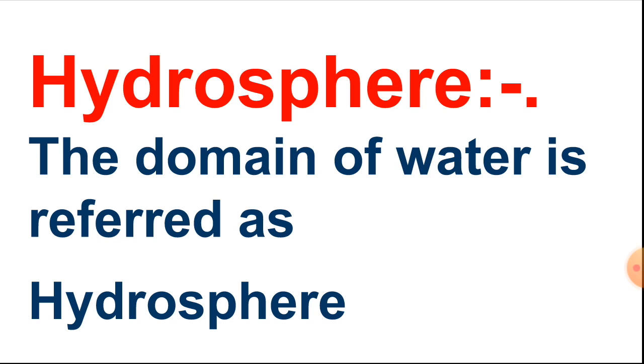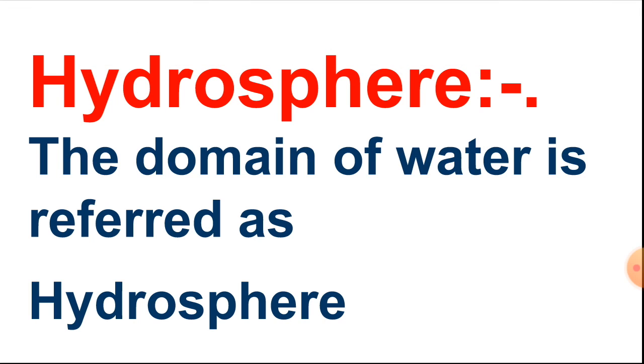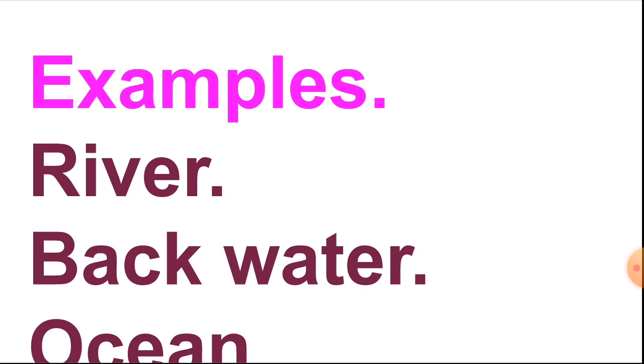The next one, hydrosphere, is the domain of water. Do you know how much water is on our earth? Our earth is known as the water planet. Three-fourths of our earth is water. So the domain of water is referred to as the hydrosphere. Examples: rivers, backwaters, and oceans are parts of the hydrosphere.